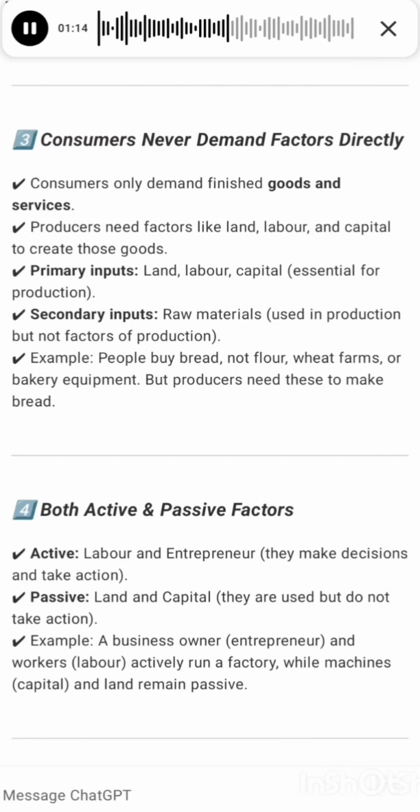Both active and passive factors. Active, labor and entrepreneur. They make decisions and take action. Passive, land and capital. They are used but do not take action. Example, a business owner, entrepreneur, and workers, labor, actively run a factory while machines, capital, and land remain passive.